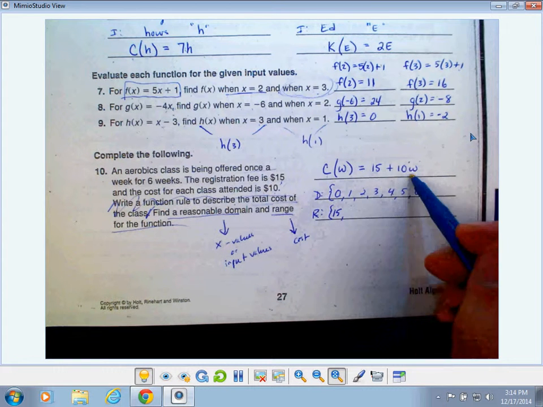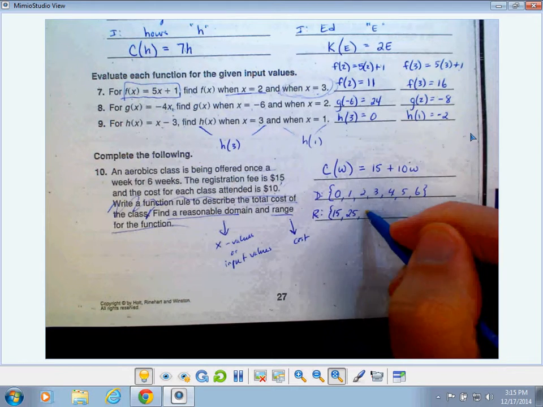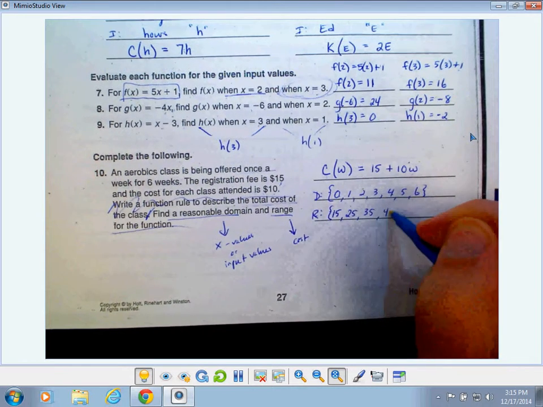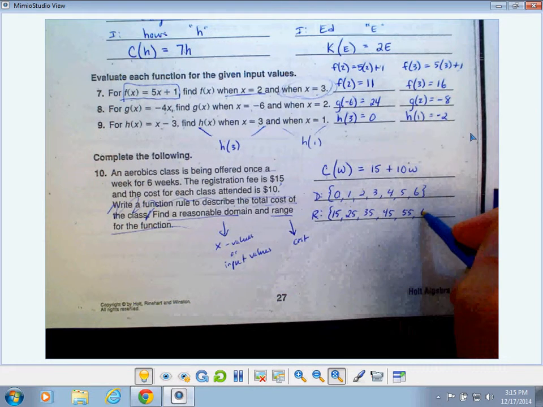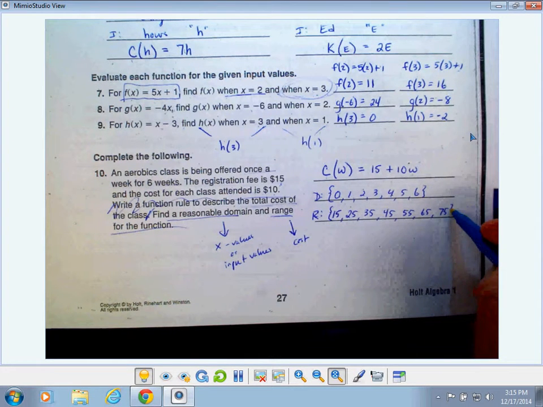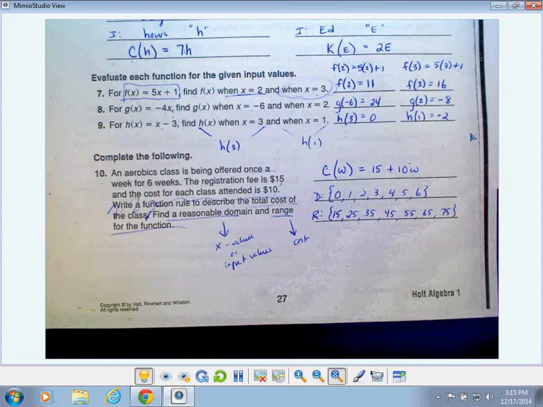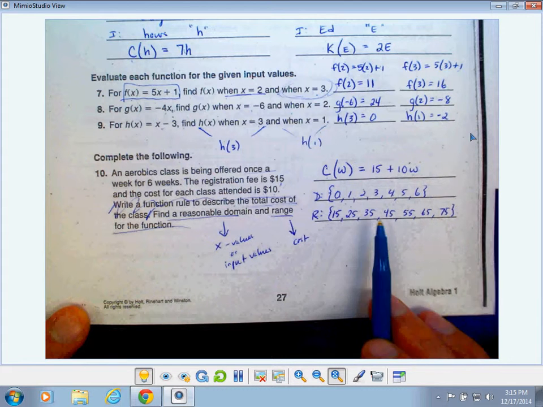So if you put a 1 in here, it would be 10 plus 15, it would be 25. 2 would make it 35, 3 would be 45, 4 weeks would be 55, 5 weeks is 65, and finally 6 weeks of going would be $75. And that's the maximum you could possibly pay, which means this is a reasonable range. It's like an expectation of the total amount of money you could possibly pay, anywhere from $15 to $75 in $10 increments.